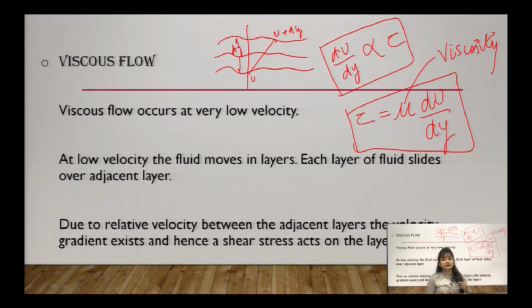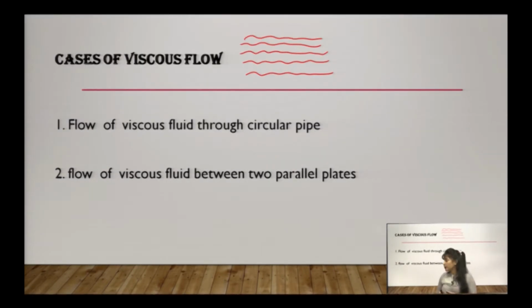The condition is that in that circular pipe the flow will be viscous. Viscous means the velocity is already very low, and at low velocity the fluid moves layer by layer, one layer adjacent to the other, and due to this pattern the shear stress is accounted for by the velocity gradient. So, let us see what the cases for viscous flow are.